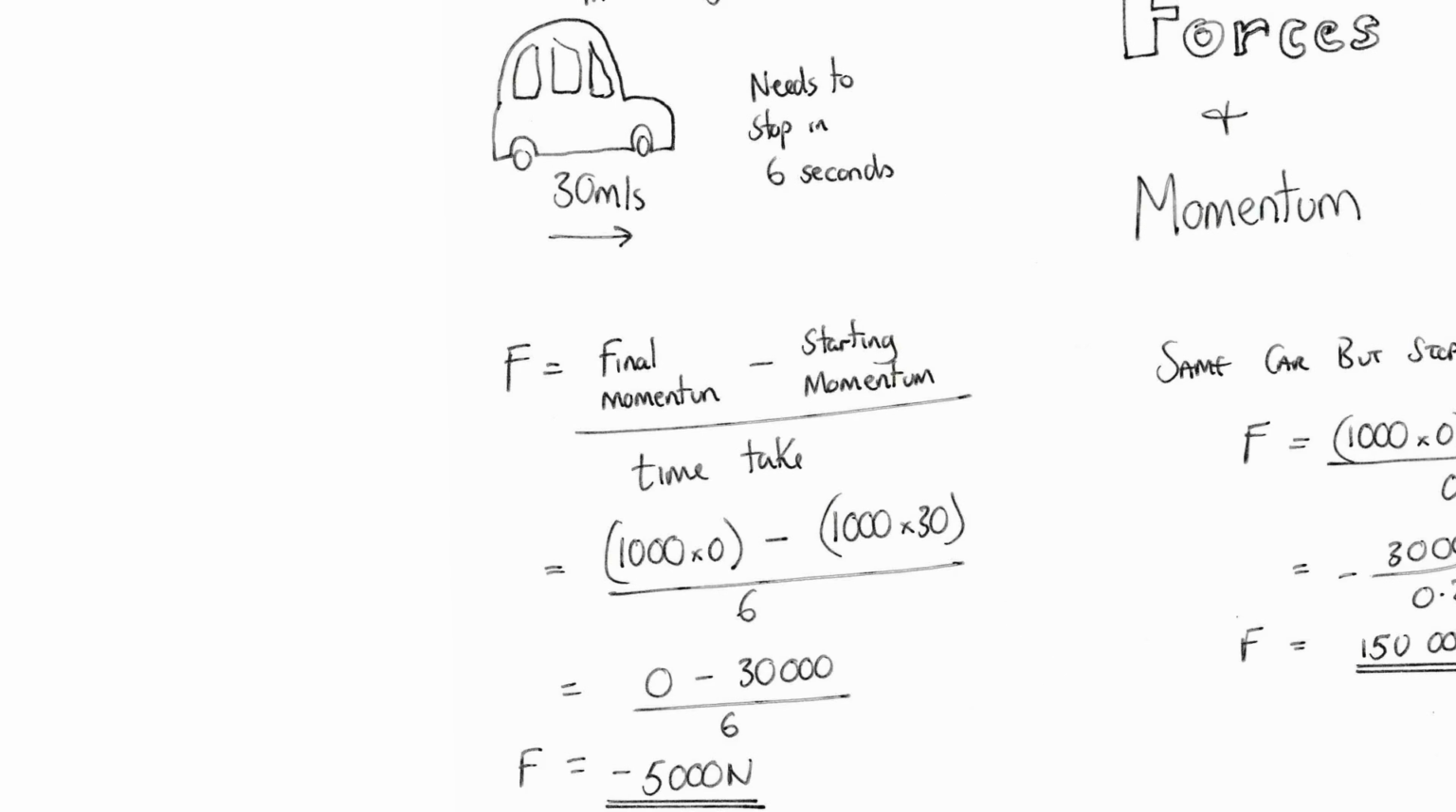The final momentum is basically mass times velocity. The mass is 1,000 kilograms, but the final velocity is 0 because it's not moving. So 1,000 times 0 is going to be 0. The starting momentum was 1,000 kilograms times the 30 meters per second it had at the beginning. So 1,000 times 30 is 30,000. And the time taken is 6 seconds, which you see underneath there. And now if you notice it says 0, take away 30,000, divided by 6 gives you minus 5,000 newtons. So that's the size of the force needed to stop that car. The minus actually refers to the fact that you are pushing in the opposite direction to which the car is moving.